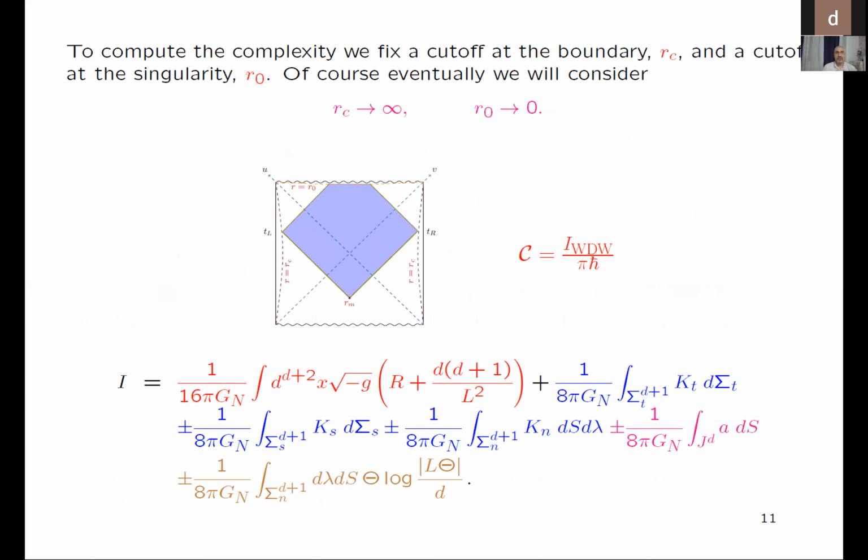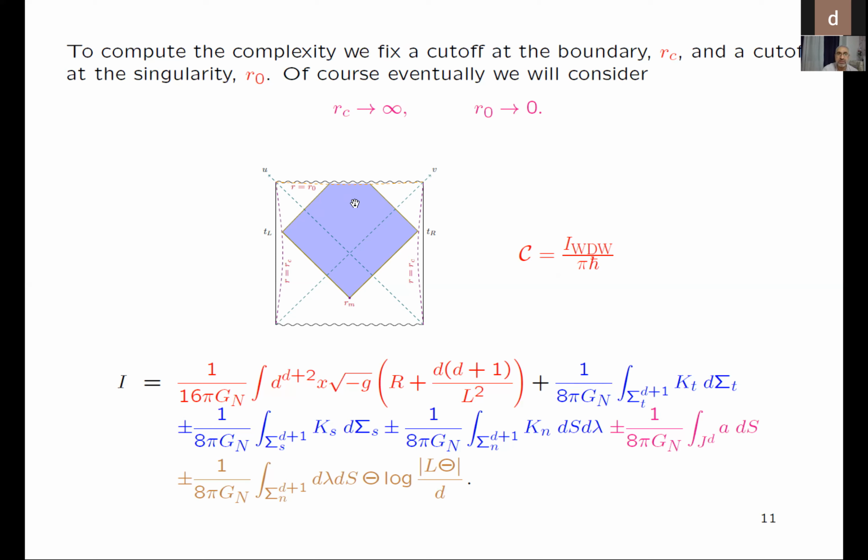And if you want to compute the complexity, according to this proposal, we have to evaluate this on-shell action on this Wheeler-DeWitt patch. To do this, I put some cutoff at infinity, I mean at the boundary, which in my notation is at r equal to 0, and also some cutoff at the singularity, which in my notation is r equal to infinity. Therefore, we set two cutoffs and compute the on-shell action on these blue regions.